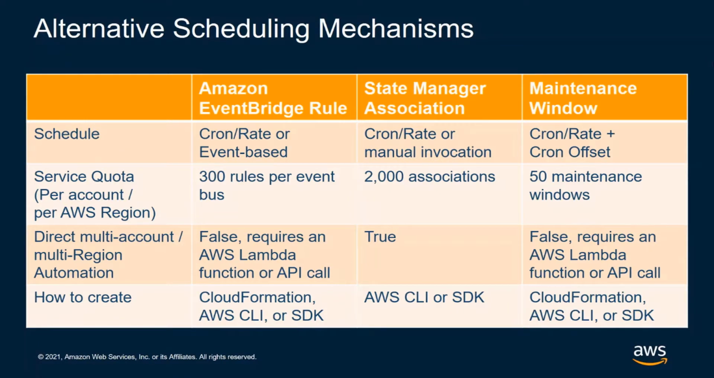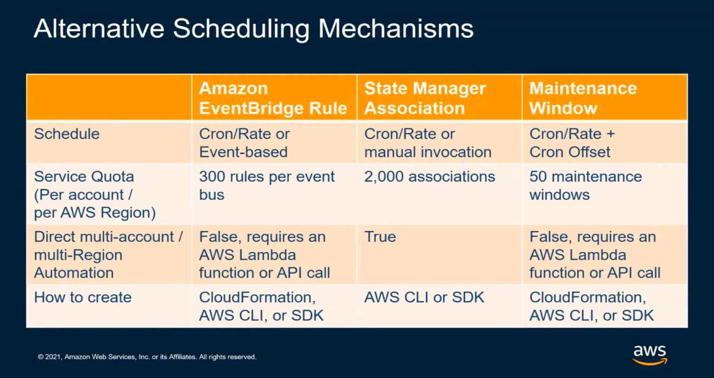Amazon EventBridge rules can be triggered based off of the cron array-based expressions that we define, which we saw in the management console. Additionally, these rules can also be triggered as a result of events that are monitored. You can create up to 300 EventBridge rules per event bus within a given AWS account and region.